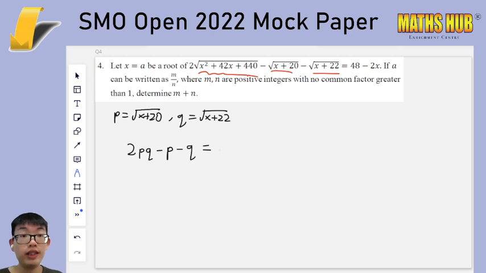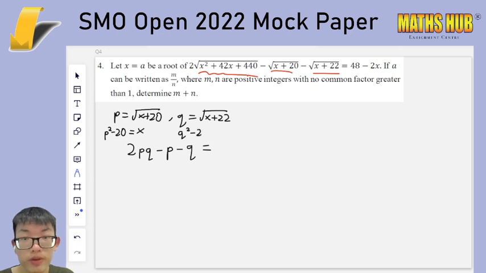Now, a key decision is what we do on the right side. How do we substitute for the 8 minus 2x? And the answer is that we want to keep it symmetric as far as possible. So, in view of that, I can say that x is equal to p squared minus 20. I can also say that x is equal to q squared minus 22. And so I'll just do both of them, right? I'll use 2x as this x plus that x.